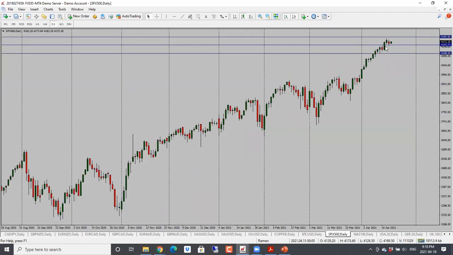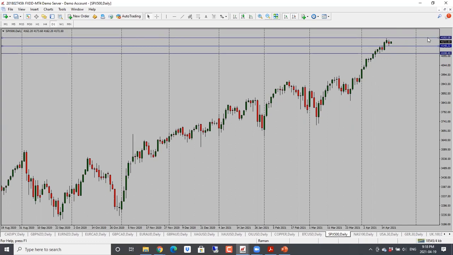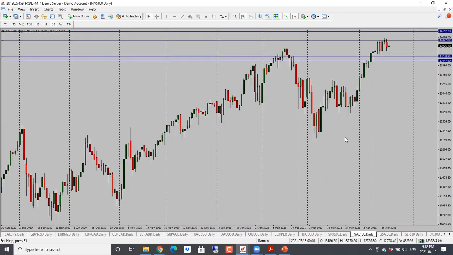S&P 500, this one here hasn't really done anything over the last couple of days. It pulled back, but it's still holding above the previous support resistance level here. If it continues to hold above 4150, then we could see another continuation move higher. So for the time being here, next target here is 4190. So neutral bias here for S&P 500.